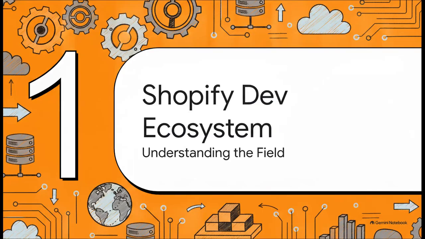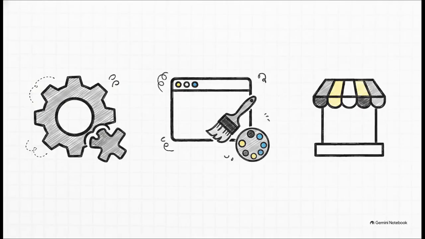All right, Section 1, the Shopify development ecosystem. Before we actually start building, we've got to understand the playing field. What's really interesting about this slide is that Shopify development isn't just one giant monolithic thing. It's actually divided into 3 distinct technical silos. First up, we've got app development. This is where you're extending the core functionality of Shopify, stuff like generating custom product bundles or tying in third-party software. Next is theme development.